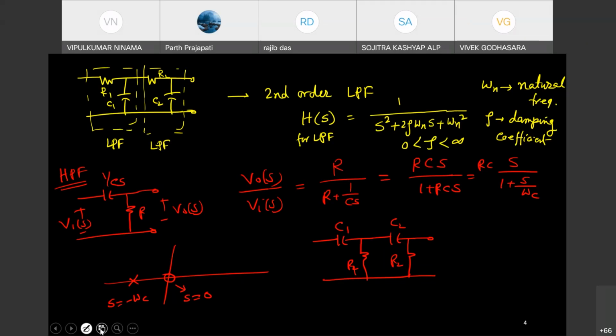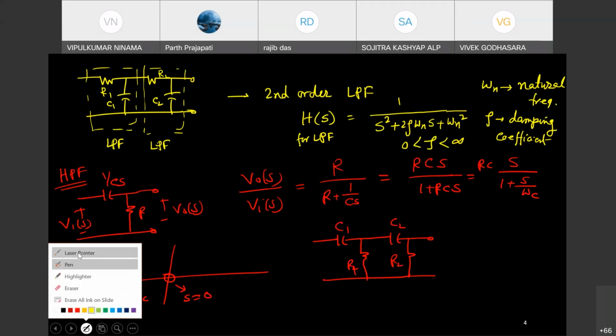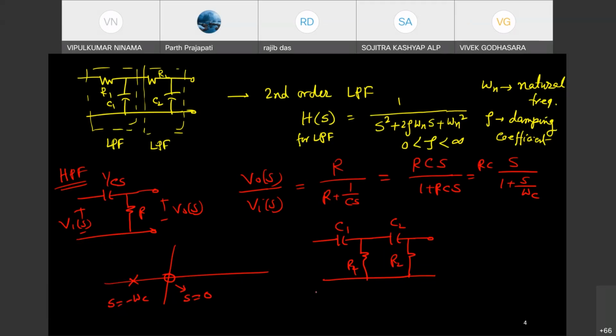And for this high pass filter, H(s) will be similar, s square plus 2 zeta omega n s plus omega n square, even the same. But as there are two poles on the left hand side, I should get two zeros at the origin. Then only it will behave as a high pass filter. Is it clear? Yes, sir. Okay, good.